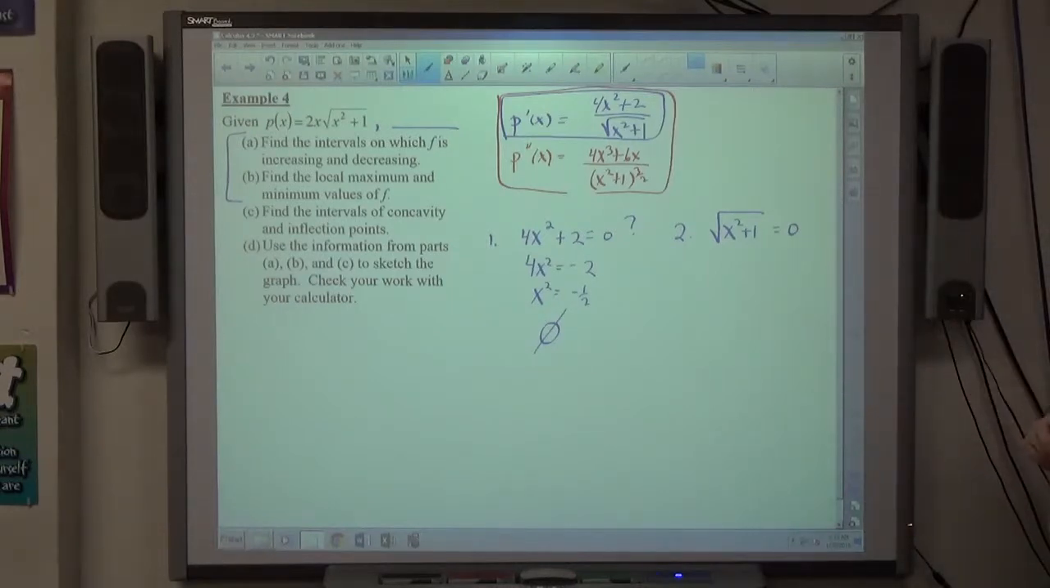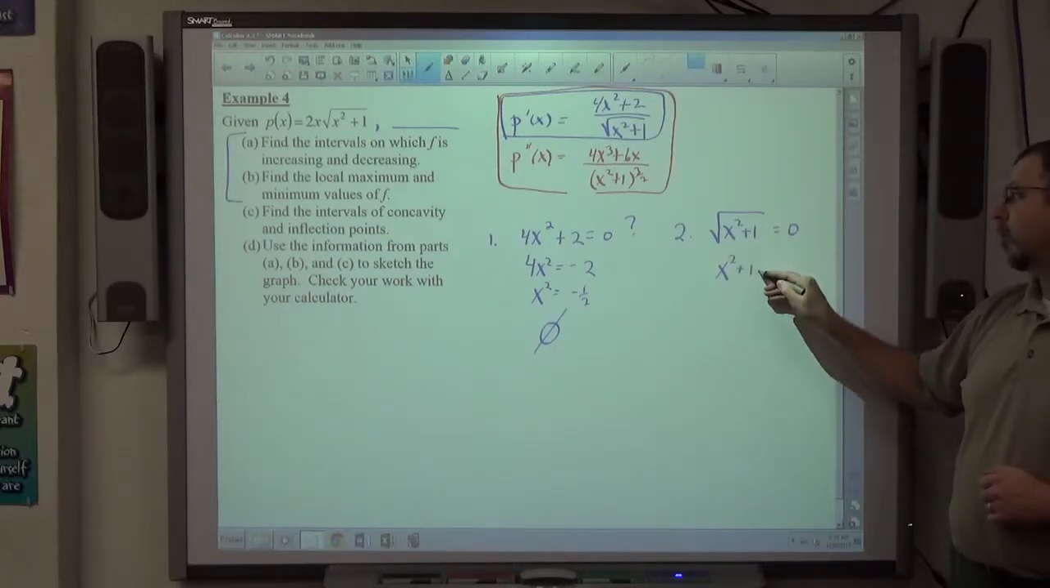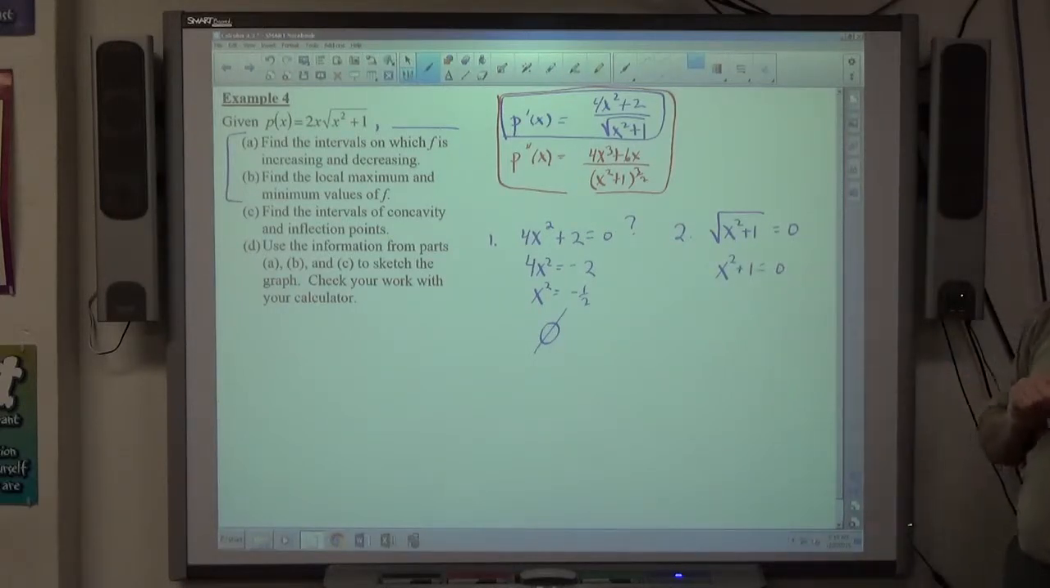All right? When does the square root of x squared plus 1 equal 0? Square both sides, you get x squared plus 1 equals 0. When does that happen? Never. There we go. That N word again. There are absolutely no critical numbers for the first derivative because there's no endpoints either, right? So that's kind of boring. There's no critical numbers. That means it's either always increasing or always decreasing.